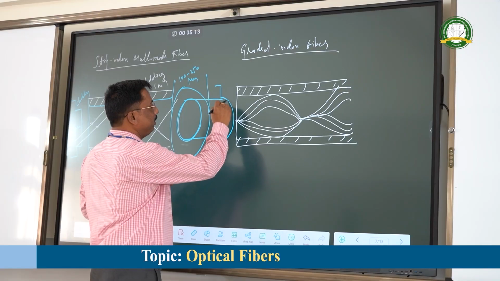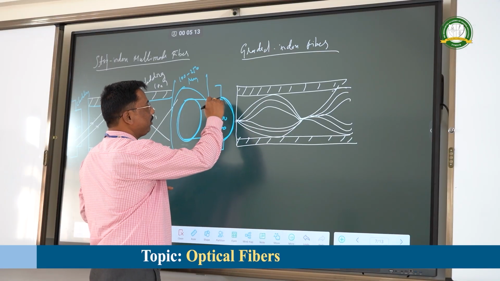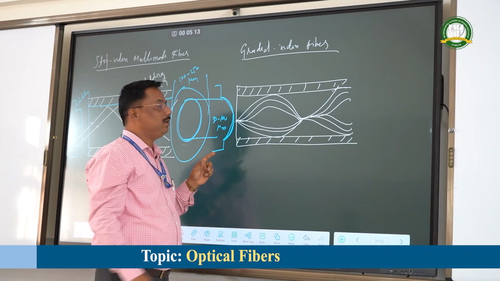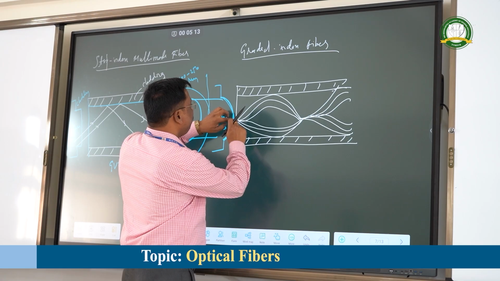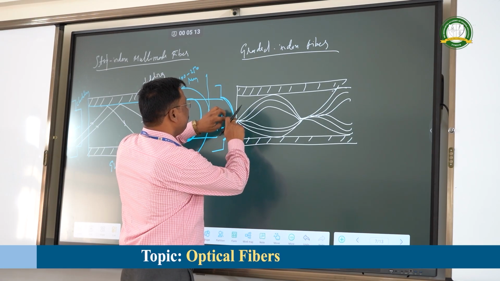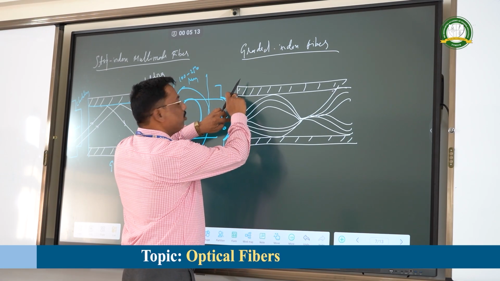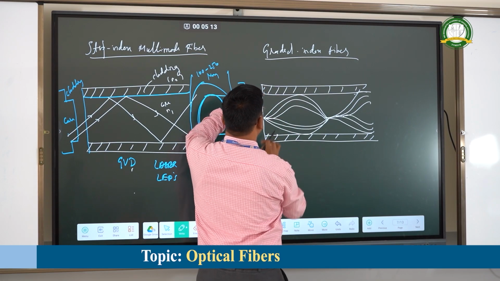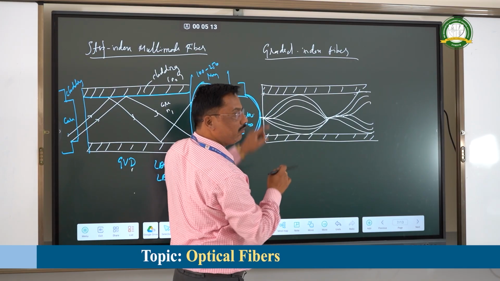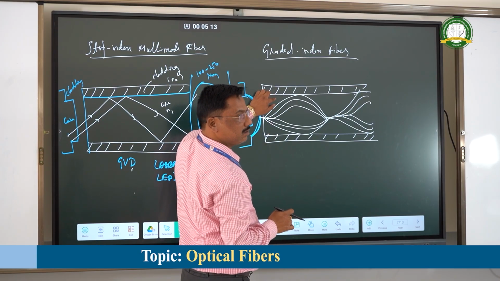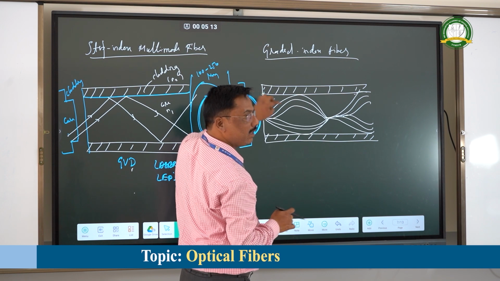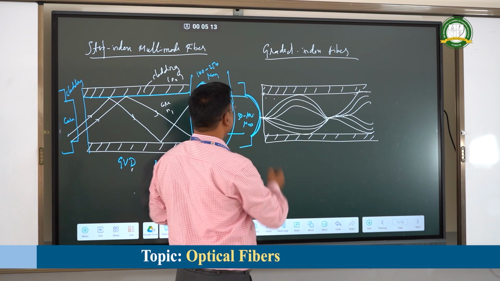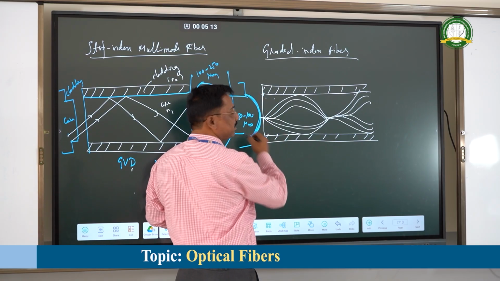Here you can observe the variation of the refractive index of the core; it is varied, which means it is graded. As we move away from the center of the fiber axis to the interface between the core and cladding, the refractive index goes on decreasing, and at the interface of core and cladding, the refractive index of the core becomes equal to the refractive index of the cladding. That's why it is called graded index fiber.